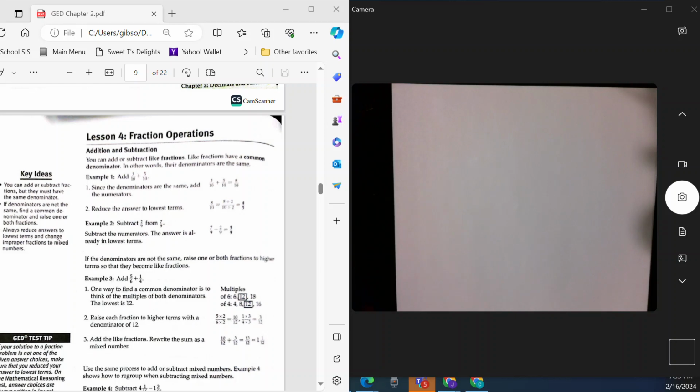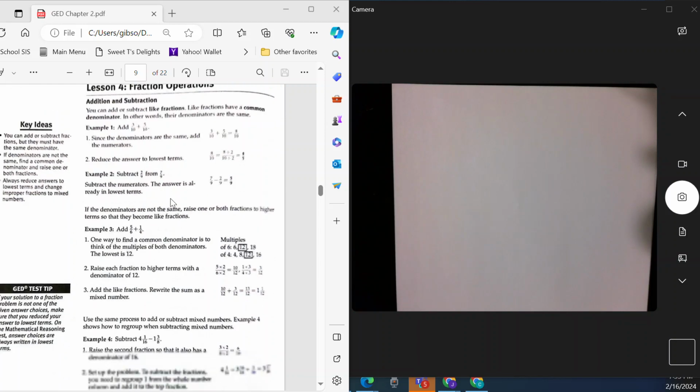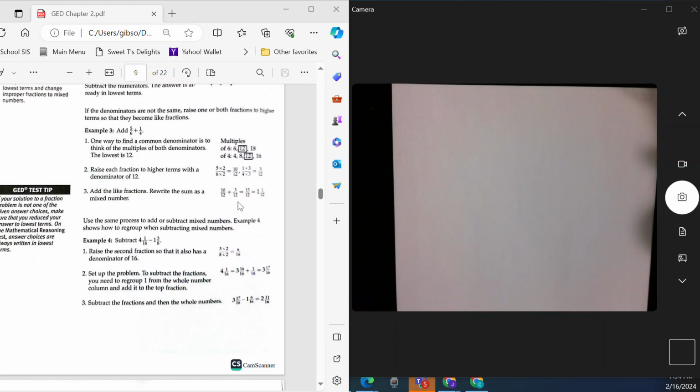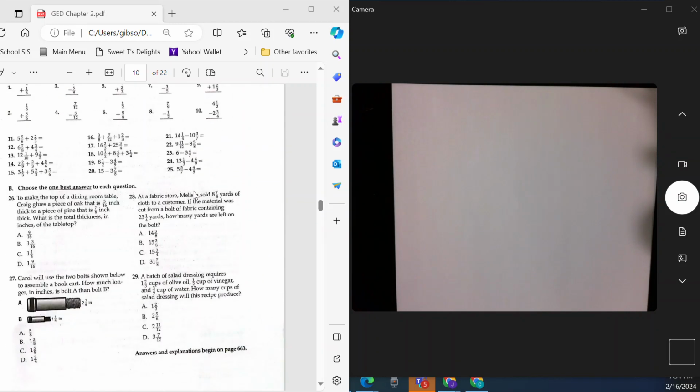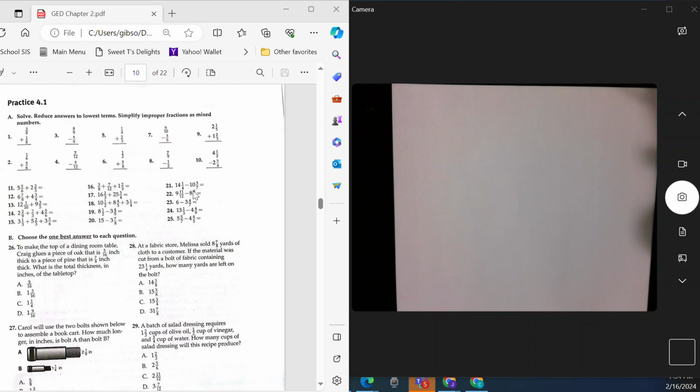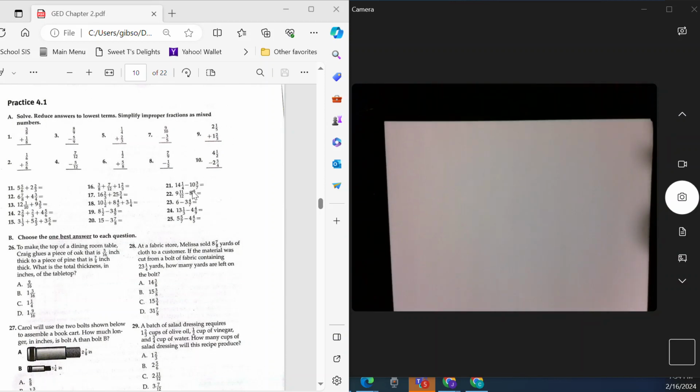Okay, class, we're about to start lesson 4, fraction operations. And we're going to deal with addition and subtraction of fractions. Now, I'm going to skip through all of this and we're going to go directly to the problems. And I will explain how to solve them as we go along.